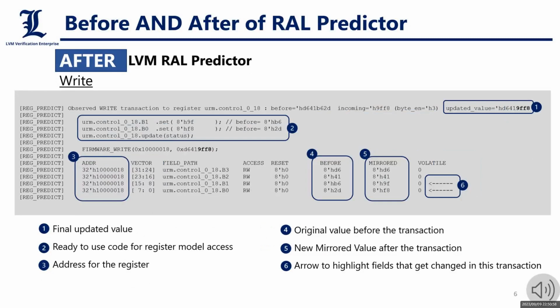For the register write transaction, you will see the value before write, the incoming new data with its byte enable value, and the final updated value. The code for register model write is given in set and update, with a note on the previous value. Just like the read transaction, full field info is printed as well.